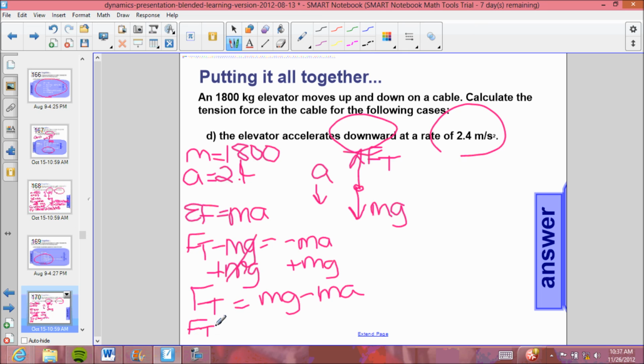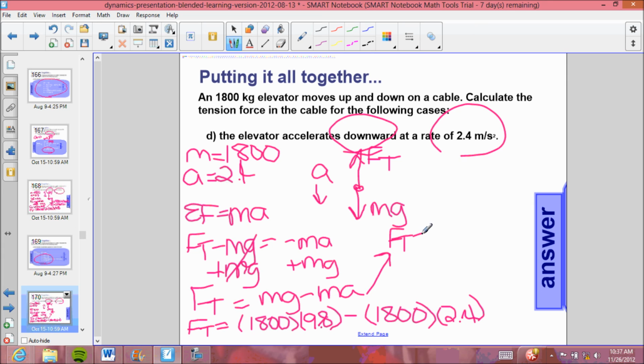And we again would write in our numbers. So 1,800 times 9.8 minus 1,800 times 2.4, which gives us Ft equals 17,640 minus 4,320. Gives us 13,320 newtons.